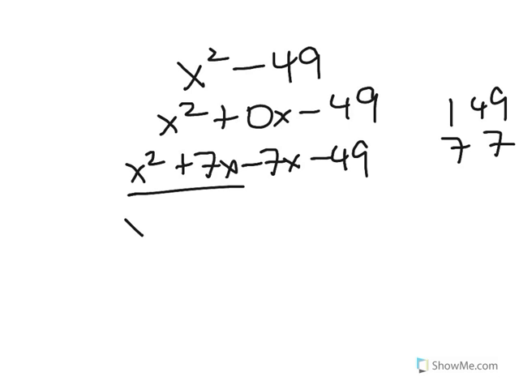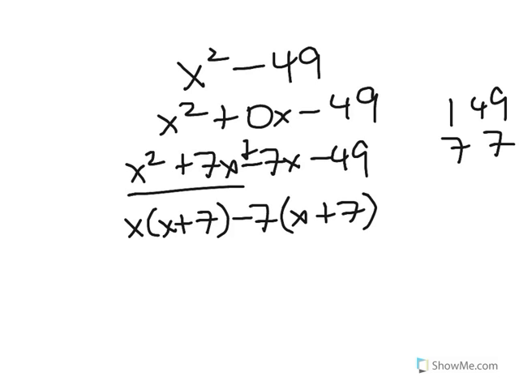The first two terms have x in common, so you have x plus 7. We have a negative here, so we're going to have a negative here. 7 and 49 have 7 in common. Negative 7x divided by negative 7 is x. Negative 49 divided by negative 7 is positive 7. Well, we have x plus 7 in common, and x minus 7 is what's left. So you can still get there. It's a bit more work.